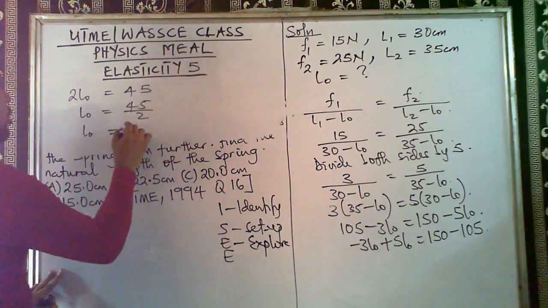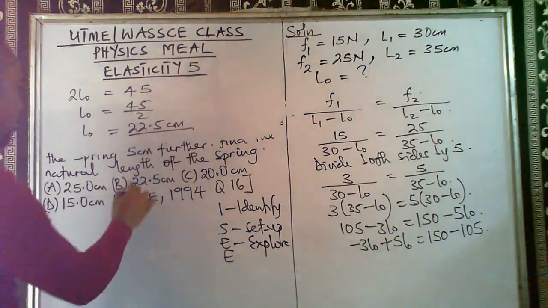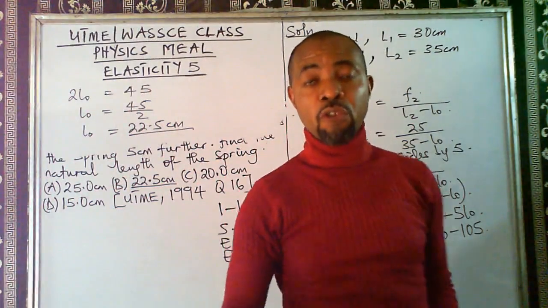L0 will give us 22.5 centimeters. So we look for the correct option. The correct option is B. We are not done yet because we need to solve more problems.